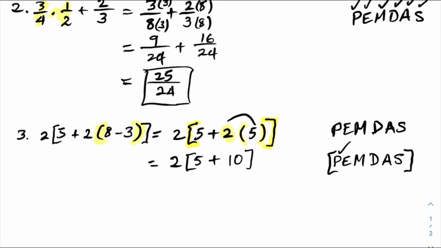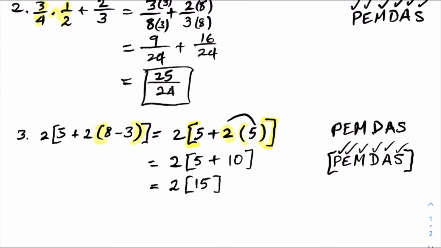There is no exponent, there is no multiplication, there is no division, there is addition. So inside the bracket, 5 plus 10 is 15. So addition is complete. There is no subtraction. So within the bracket, the order of operations is complete.